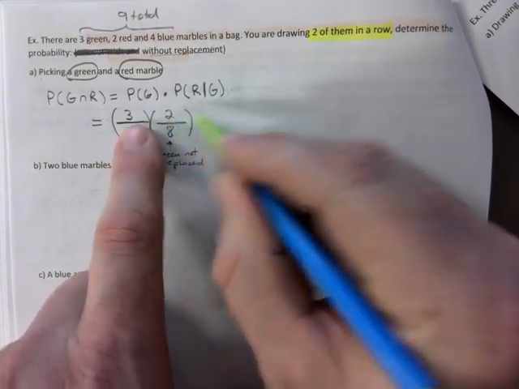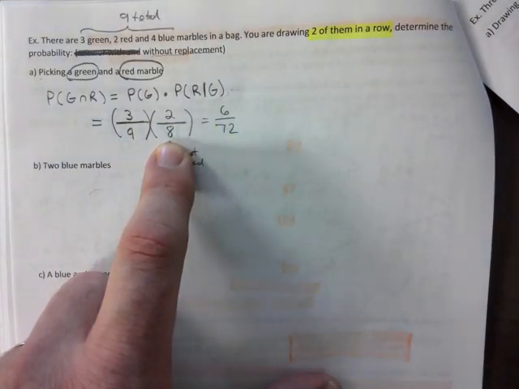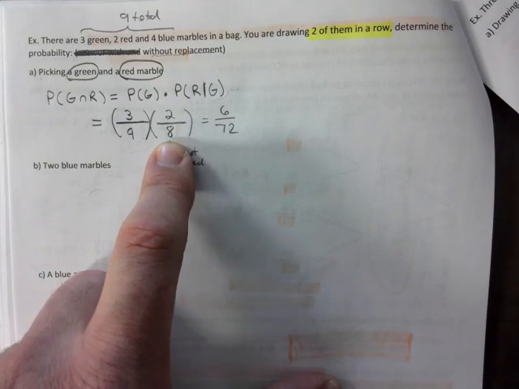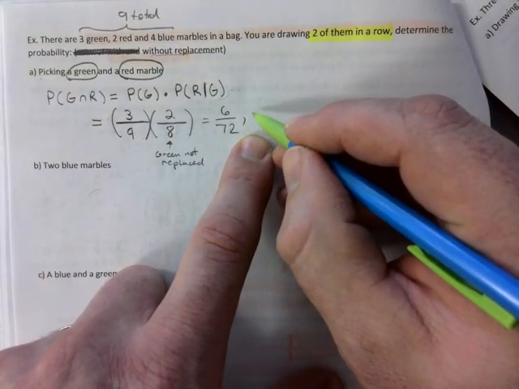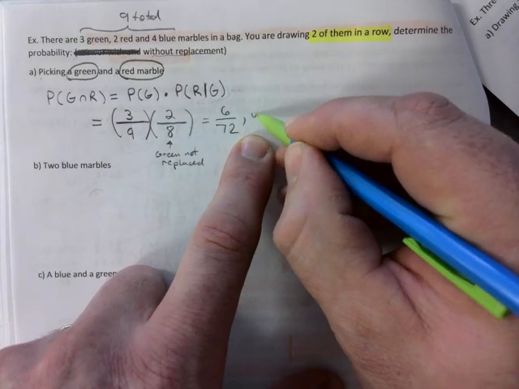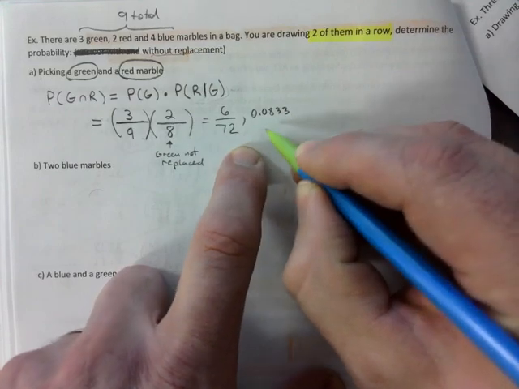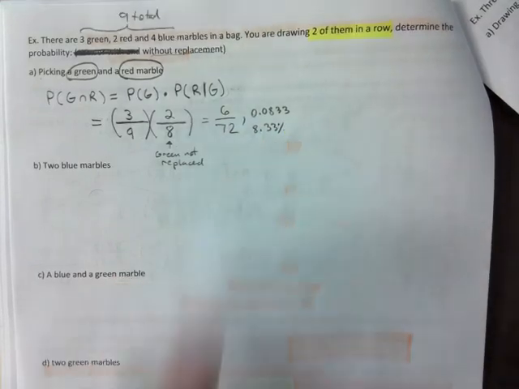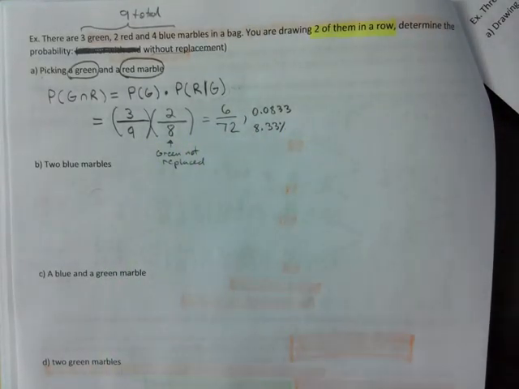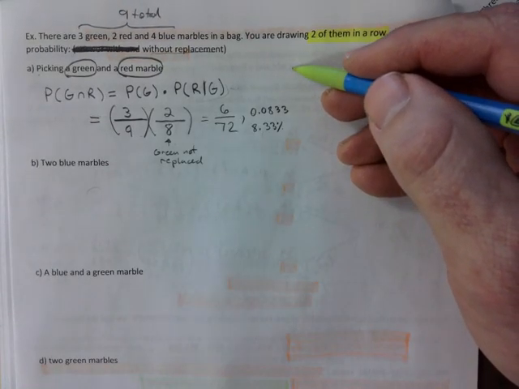That's all. 3 times 2 is 6. 9 times 8 is 72. And let's just get our decimal out of that. 0.0833, which turns out to be 8.33% of these two happening at the same time or in sequence, right?